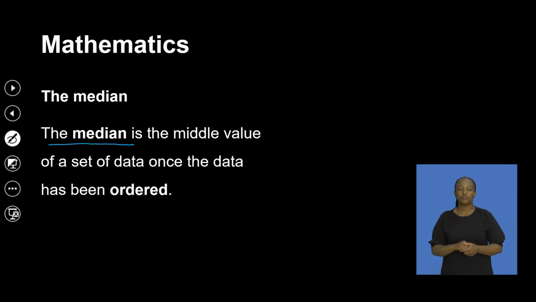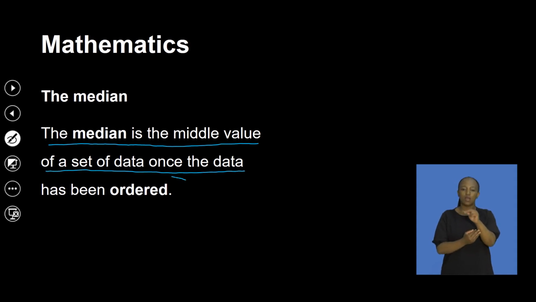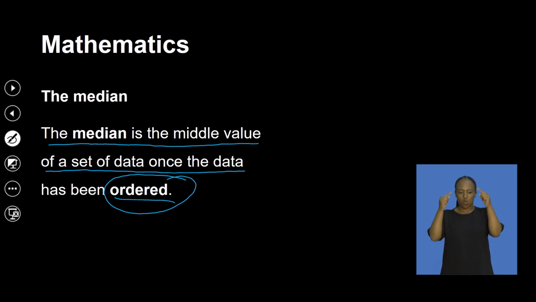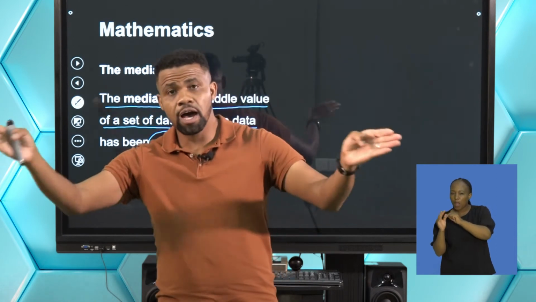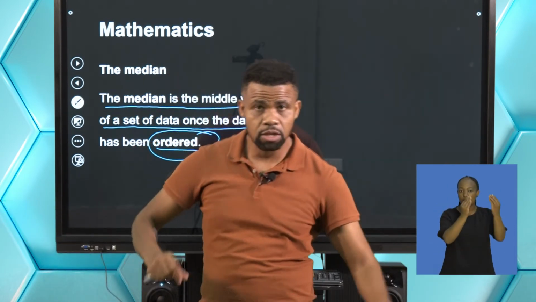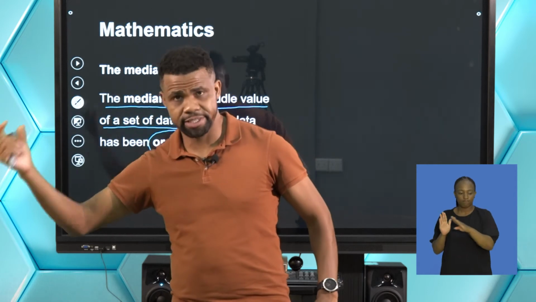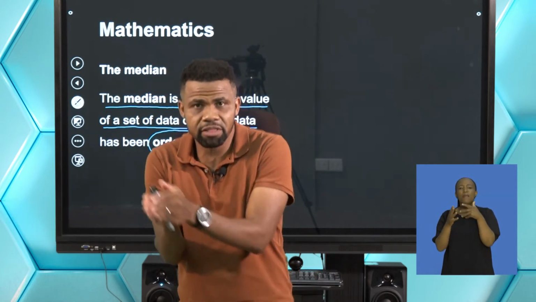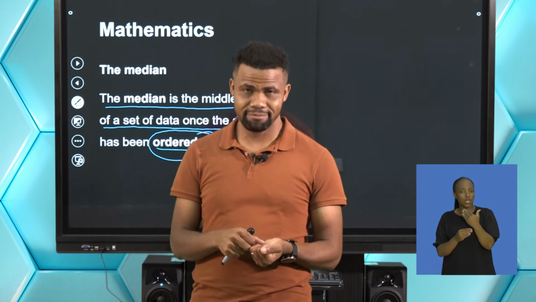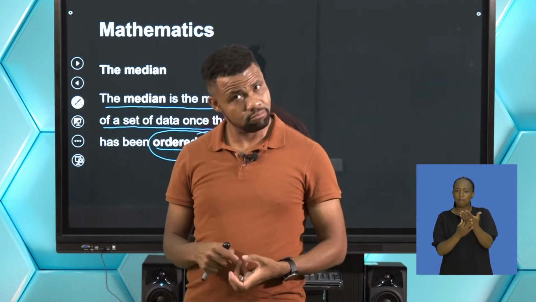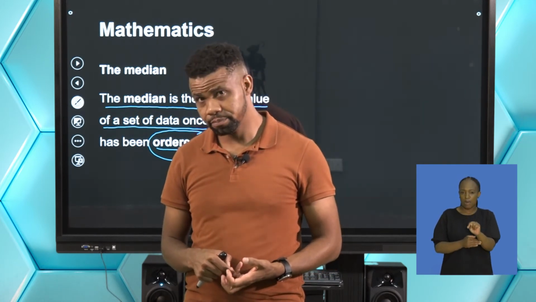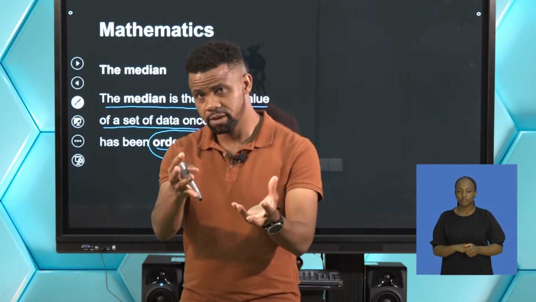So the median is the middle value of a set of data once it has been ordered. Ordered meaning you order your data from the smallest to the highest, from the lowest to the highest, minimum to maximum. You don't just pick any middle number and call that the median. That's not the median. I want you to think out there. What if the median is the same as the mean? What does that mean to you? Think about that while you're there.